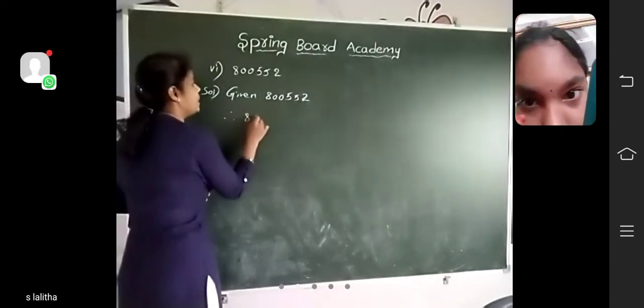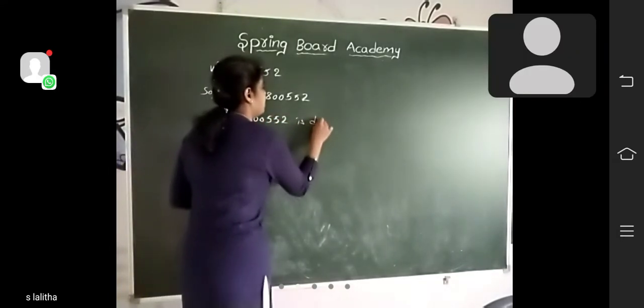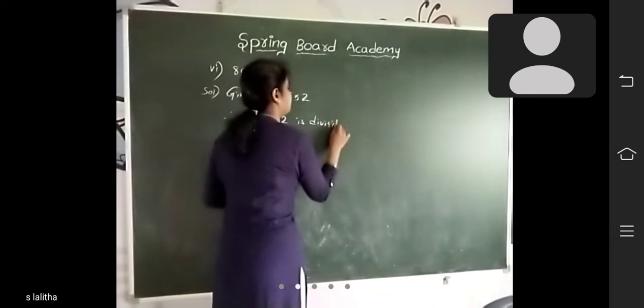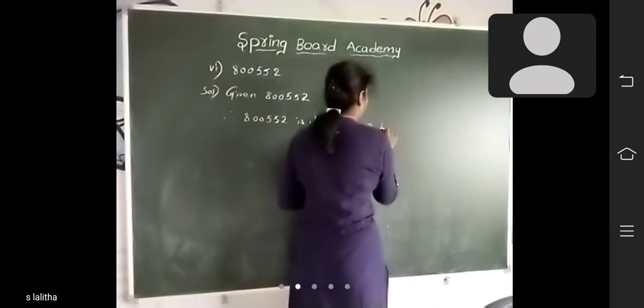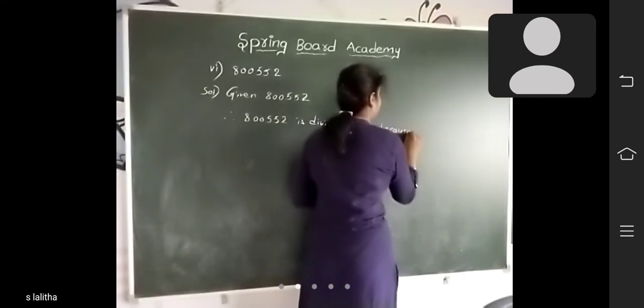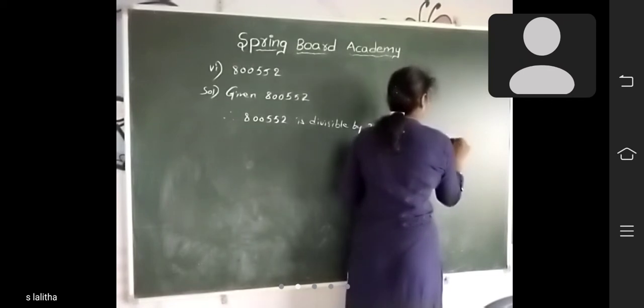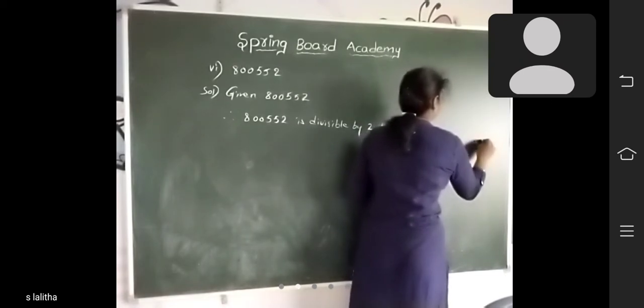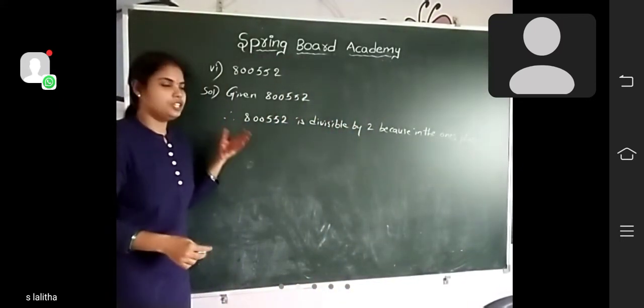Therefore, 800,552 is divisible by 2 because in the ones place is 2. So that's why it is divisible by 2.